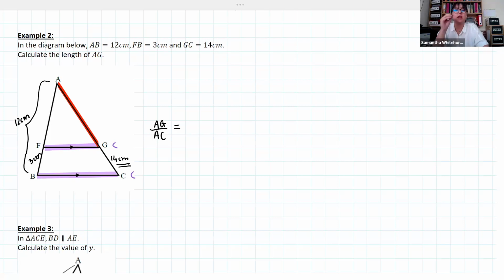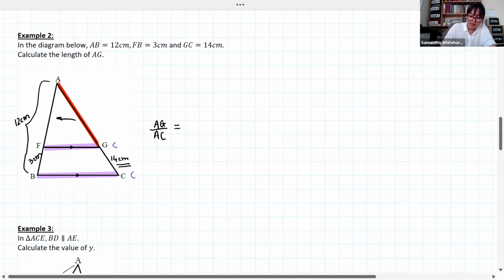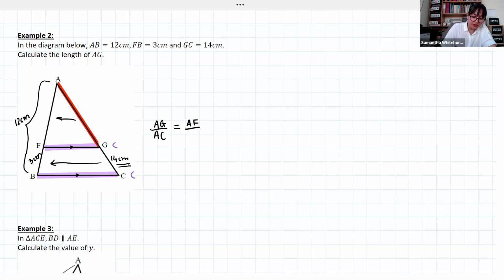Now, the reason I'm saying pick what you know is because remember, our goal is to solve for AG. I don't want a whole bunch of unknowns. That's not going to help me. If I can try and get everything to be known to me, I'm sorted. Right, so AG corresponds with AF, and we'll chat about that in a second, and GC corresponds with FB. So I've set up my ratio.